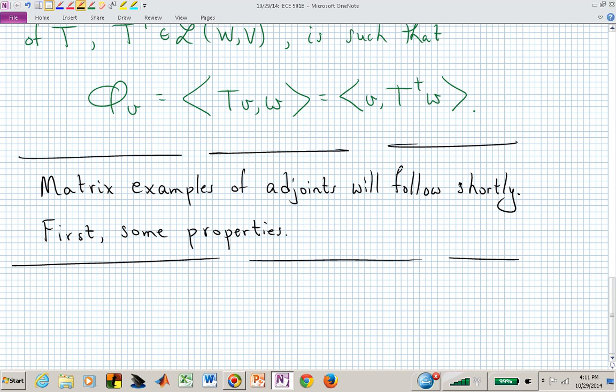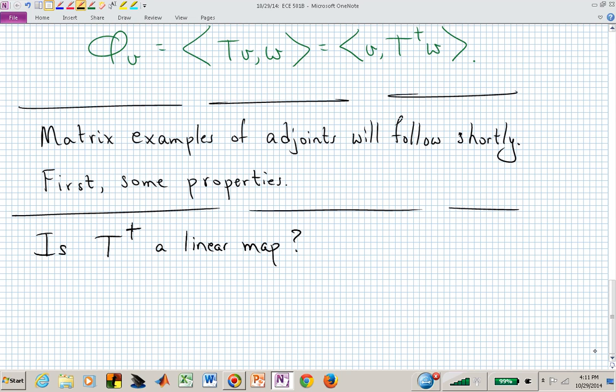So first, let's just see if we can answer the question, is the adjoint a linear map? And that's not a poorly drawn T, that's actually a dagger. Is that clear? So that's T raised to the dagger, that's the adjoint. And if T dagger is a linear map, what do we know about linear maps and the properties that they have to satisfy?